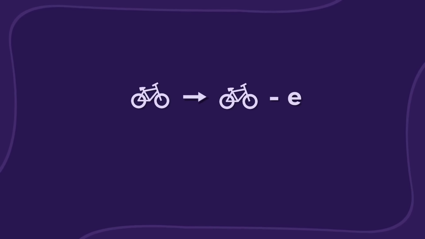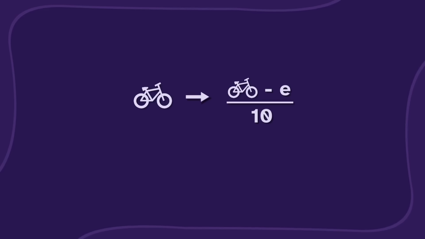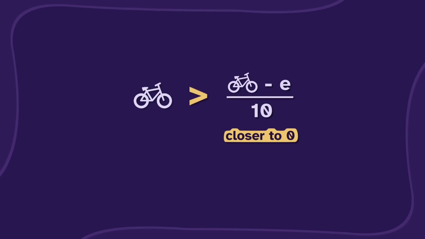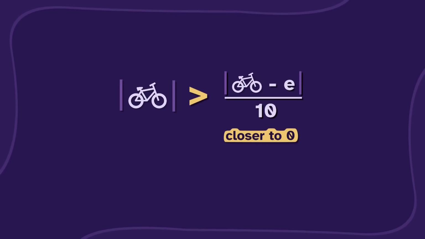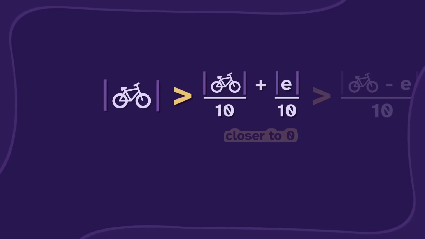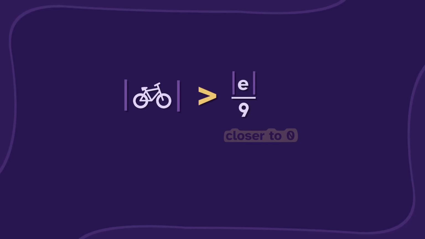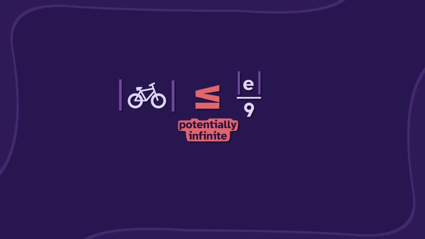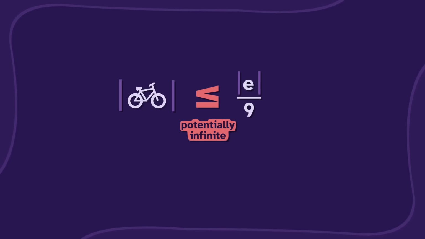If we have some bicycle, then we go to the next step by subtracting the end digit e and dividing by 10. We'd like the new digit to be closer to 0. It should be smaller. Well, to account for negatives, the absolute value should be smaller. If we do a little algebra, we find that bicycle is greater than absolute e over 9. If this is true, we will be closer to 0. But if it's not, then it's potentially infinite. We need to check these cases.